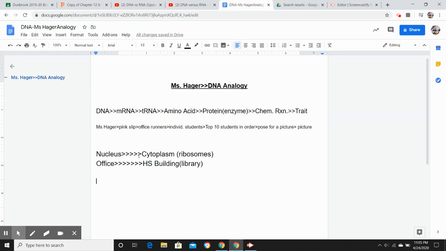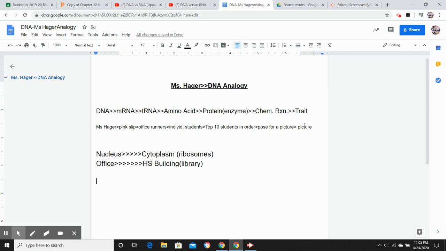An easier way to say this is Miss Hager has to write the pink slip, gets her message out, gives it to an office runner that takes the message and goes and gets the individual students. Notice these are going corresponding one-to-one here. The students then are assembled in the correct order. That's very important that they're in the right order so that they have the right shape.